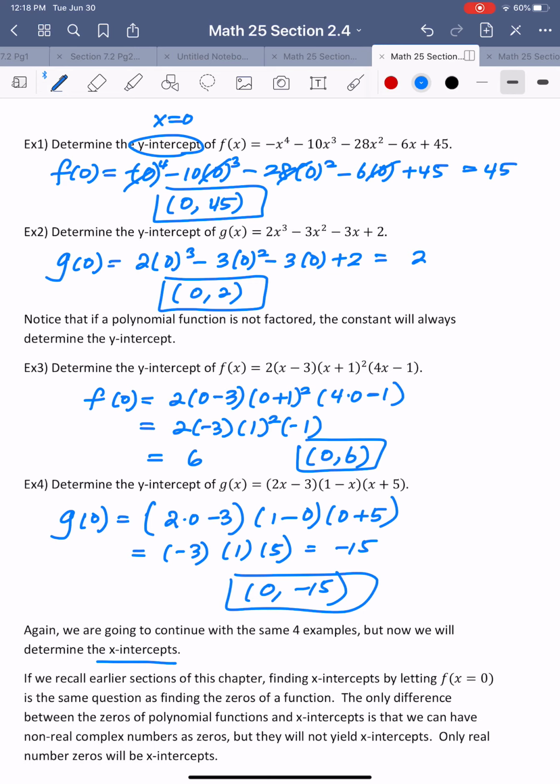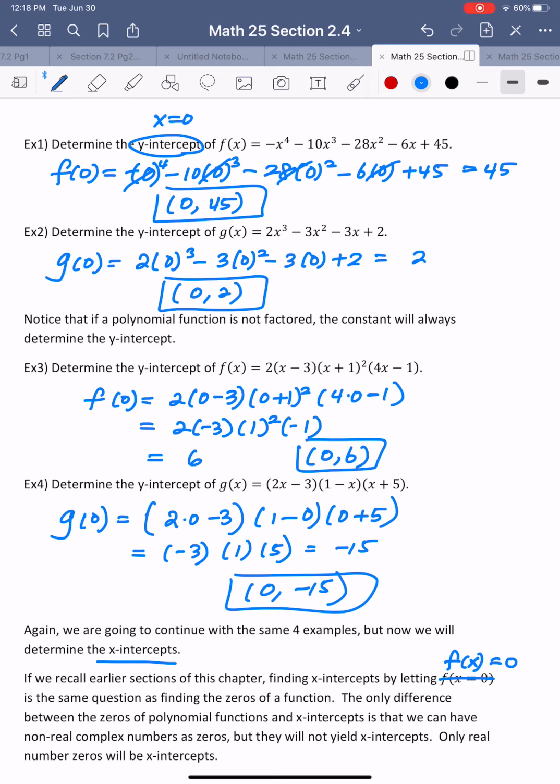Okay, that one is not right, so I don't think I agree with that. Hold on a second. Let me see what it says. Okay, so this is not right, okay? It means f of x is set equal to 0, not x equal to 0. Okay, sorry about that. That's a mistake.